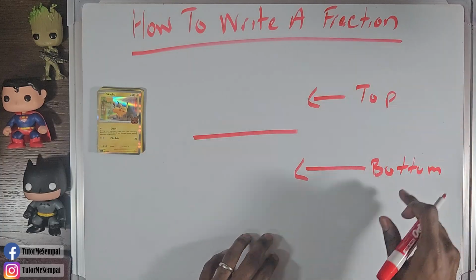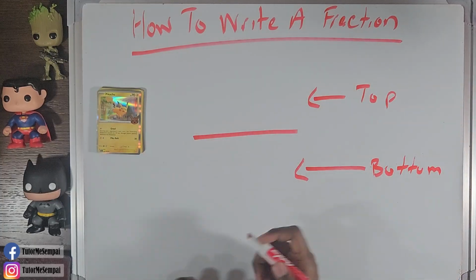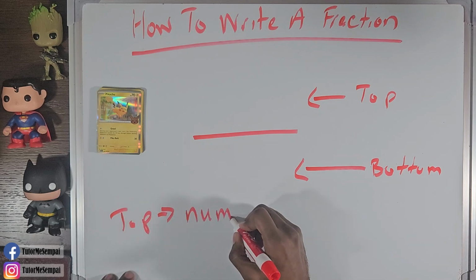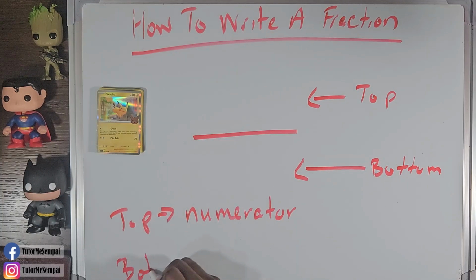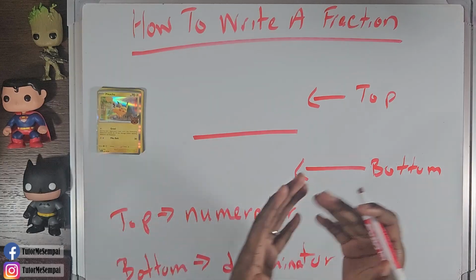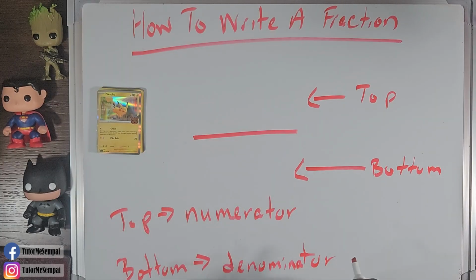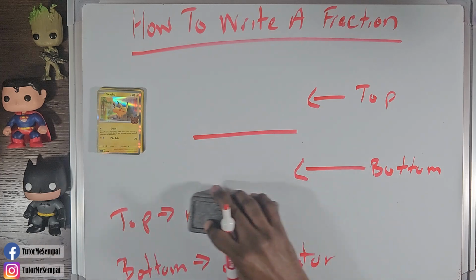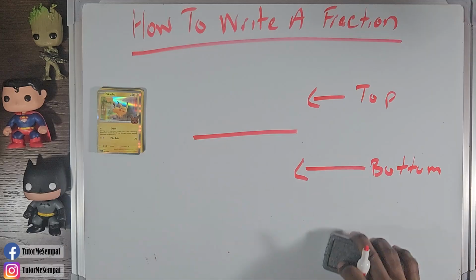Now, the top and the bottom have specific names. So your top, you'll hear that be called your numerator. Your bottom is going to be called your denominator. But your numerator is just your top of your fraction. Your denominator is just your bottom. So when you're thinking about it, think top versus bottom, numerator versus denominator. Numerator's top, denominator's bottom, and they're separated by this bar. But what is the numerator? What is a denominator? Or what is your top and what is your bottom?